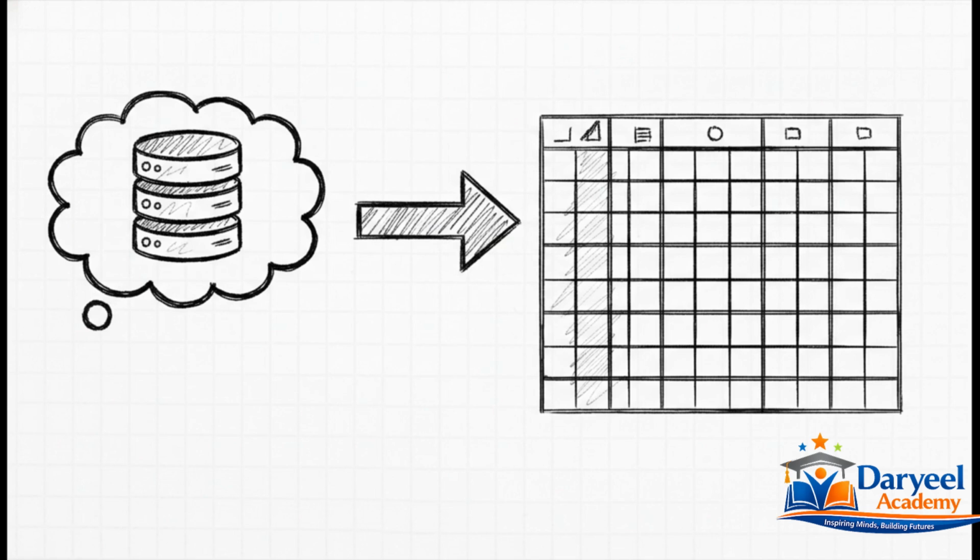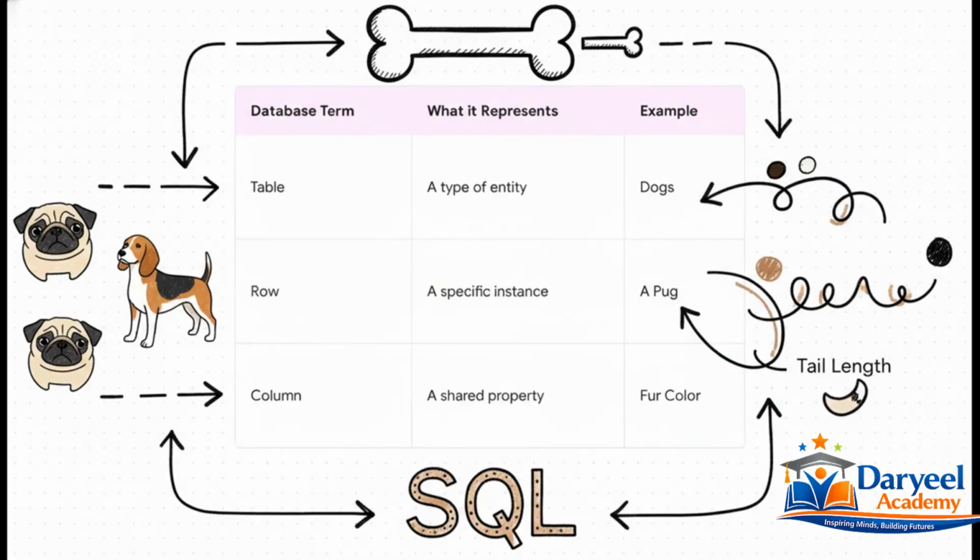The best way to think about a database table, at least for now, is to just picture a simple spreadsheet, like one you'd use in Excel or Google Sheets. It's really just rows and columns of organized information. No need to overcomplicate it. Okay, so here's how that spreadsheet idea translates into database terms.